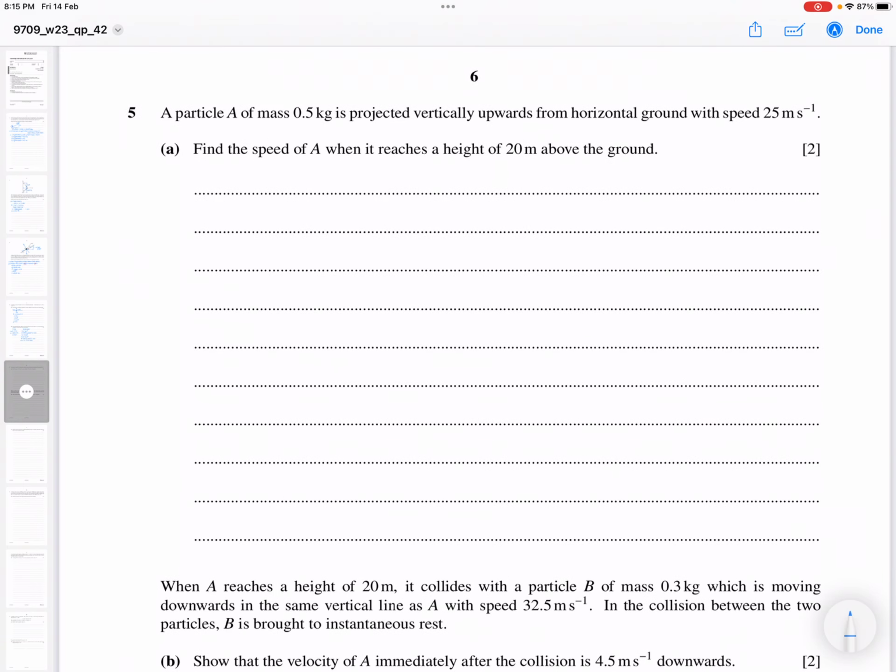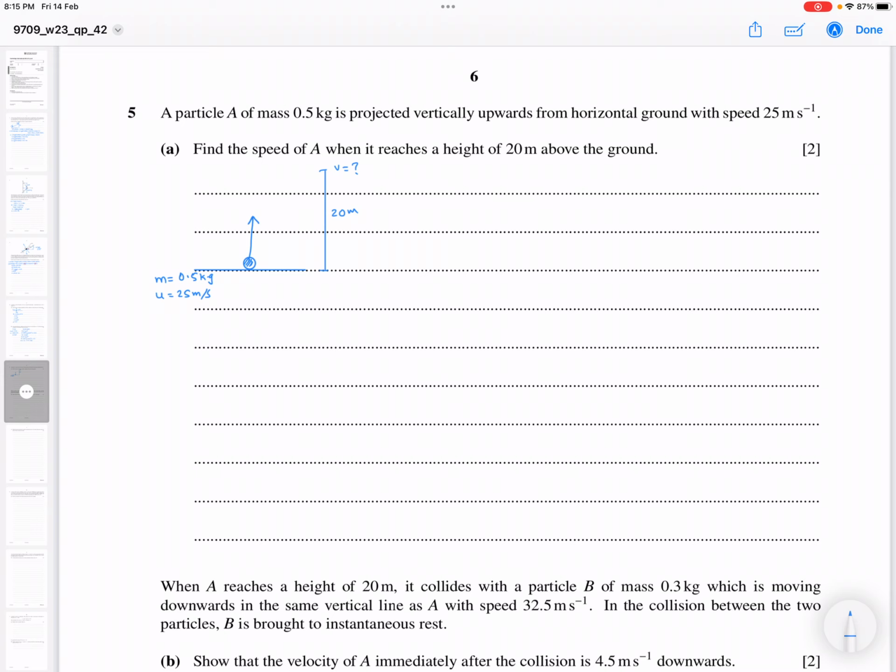So let me make a small diagram. Suppose this is our particle projected upward, and the height is 20 meters here. The mass is given as 0.5 kg, and the initial velocity is also given, which is 25 meter per second.